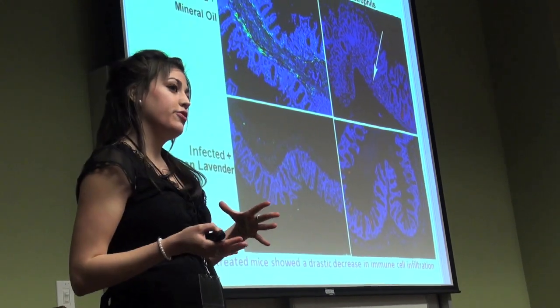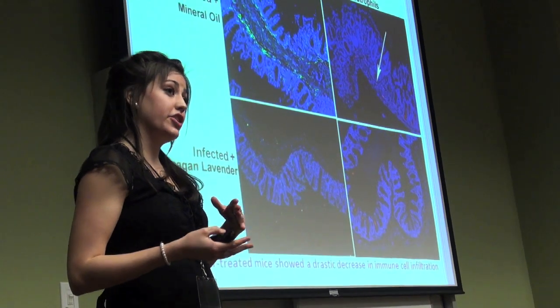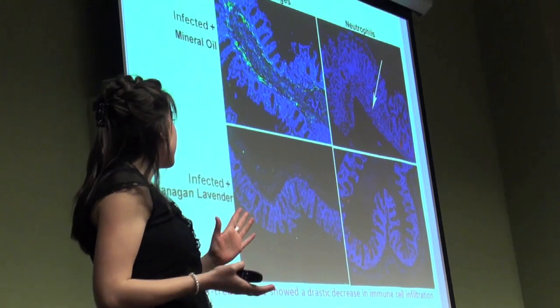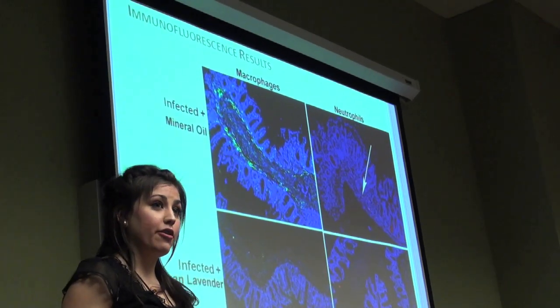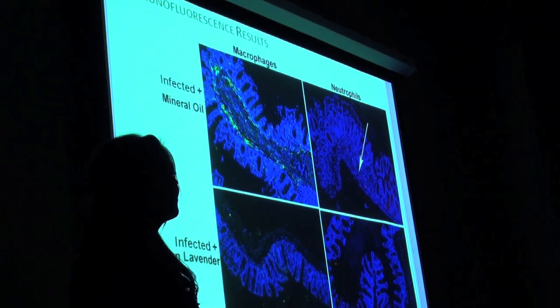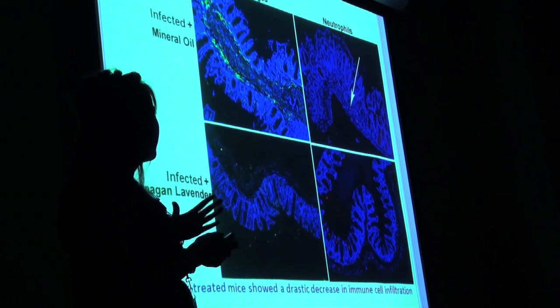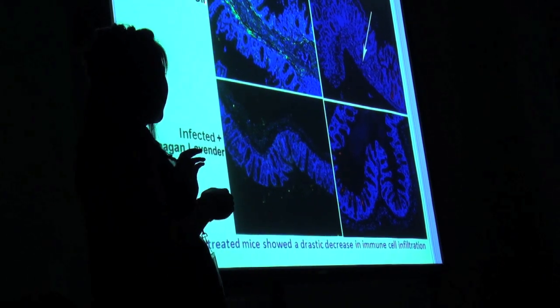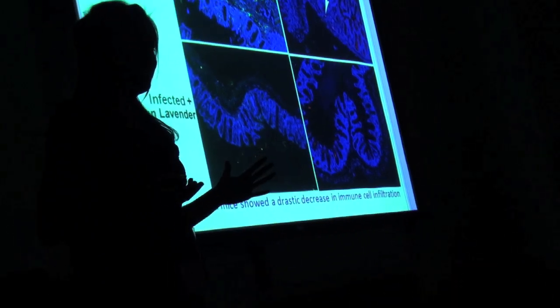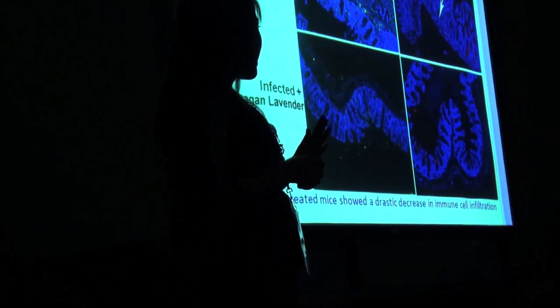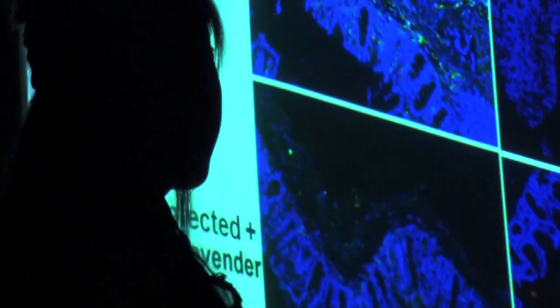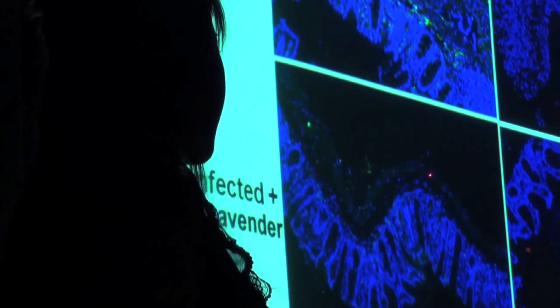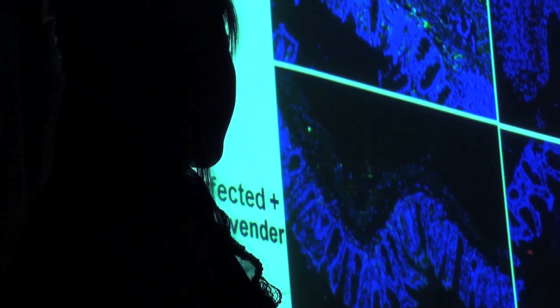So next we did immunofluorescence. This is used to visualize and specifically target targets with fluorescent dyes. We were specifically targeting macrophages and neutrophils. We can see our macrophages are stained green, and you can see in the infected plus mineral oil, there is quite a drastic infiltration of macrophages in the submucosal area here, whereas you can see they are absent in the infected plus Okanagan lavender mice.